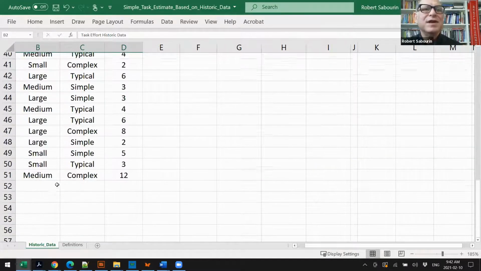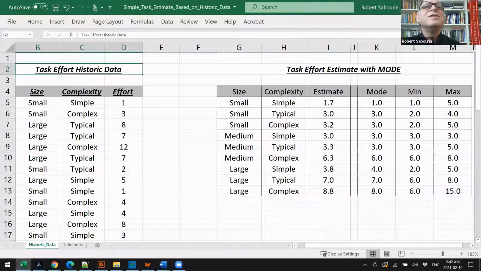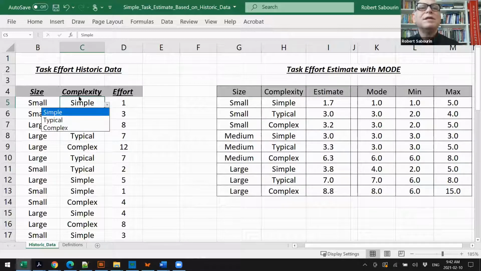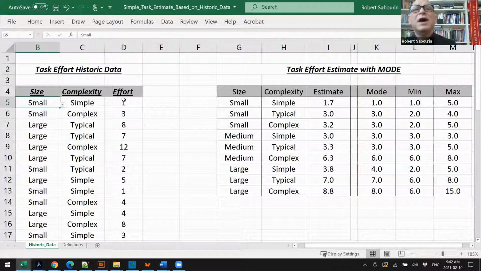The list has 3 columns: size, complexity, effort. The size is small, medium, or large, and the complexity is simple, typical, or complex. Those are the 2 dimensions. When a task is finished, I collect the effort and write down what the size and complexity were based on our planning meeting. Not at the end, at the beginning. What did I think the size and complexity was, and what was the actual effort?